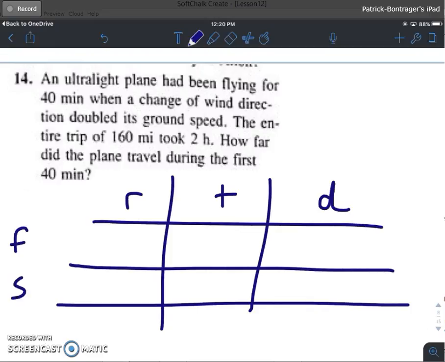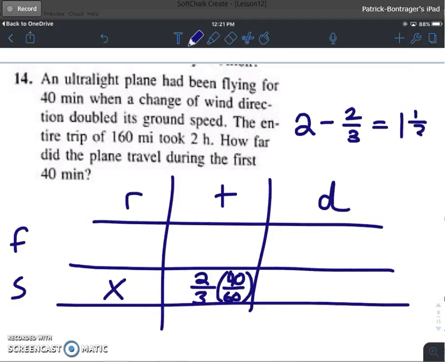It starts at a slow rate. I don't know what it is, so it's going to be x at the slow rate. And how long was it going at the slow rate? 40 minutes. We need to put that in terms of hours. So that is 2/3 of an hour. If you don't see that, it's 40 over 60, which is 2/3. So if it traveled for 2 hours and 2/3 of an hour was slow, we get 2 minus 2/3, which equals 4/3.